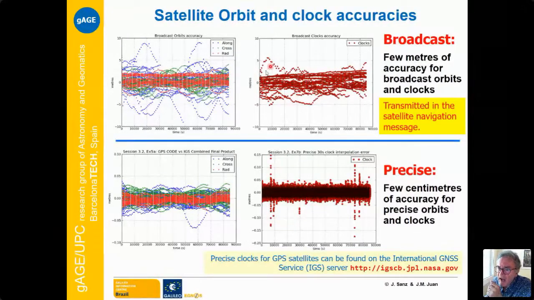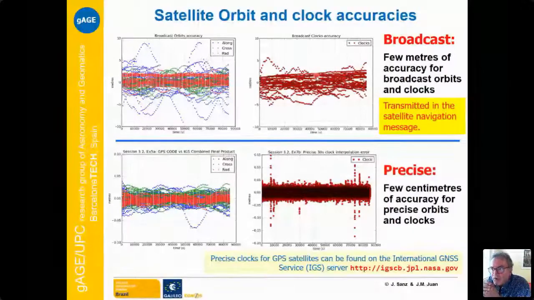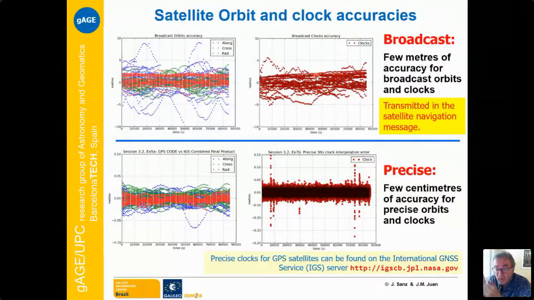Well, this is the accuracy. Here we have the accuracy in the satellite coordinates, and here we have the accuracy in the clock offset. Using the broadcast message, we can determine the clock offset with errors at the level of few meters. This is what we use, broadcast coordinates, for the code-based positioning. But as we will see in the last part of this presentation, we have also high accuracy positioning.